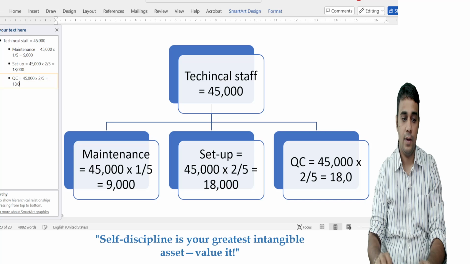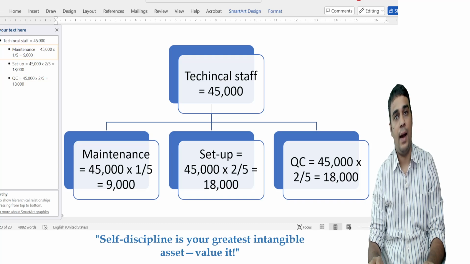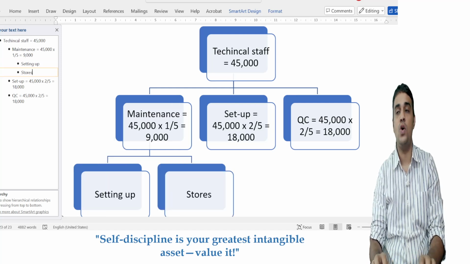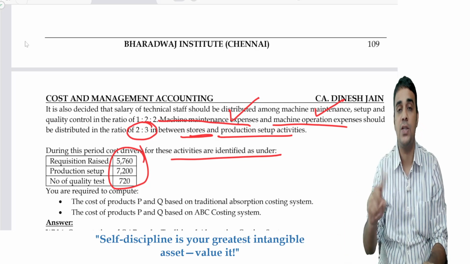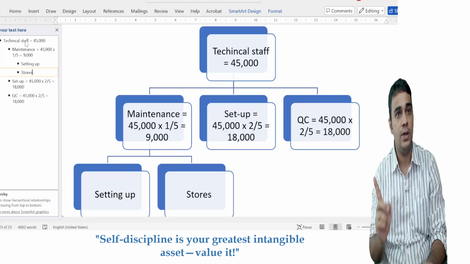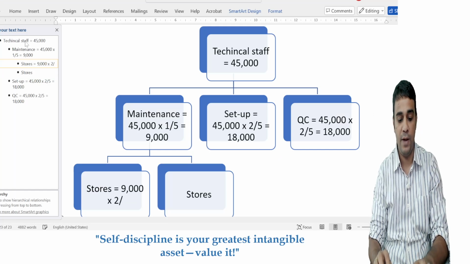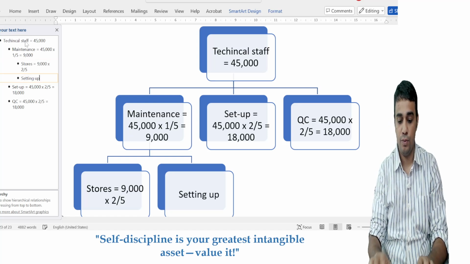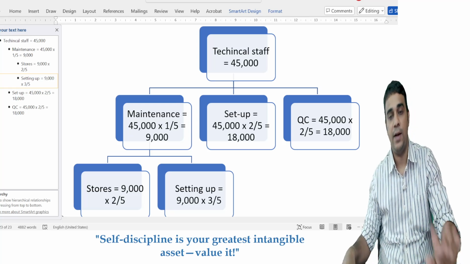Clear? Now I don't like this maintenance because maintenance is not an activity. This is further broken down into setting up and stores, in the ratio of stores 2 and production 3. So what I do is I write stores 9,000 into 2 by 5 and setting up 9,000 into 3 by 5. I'll repeat from the beginning.